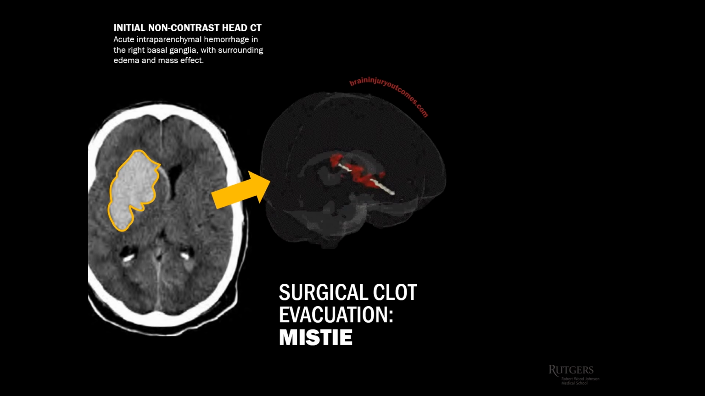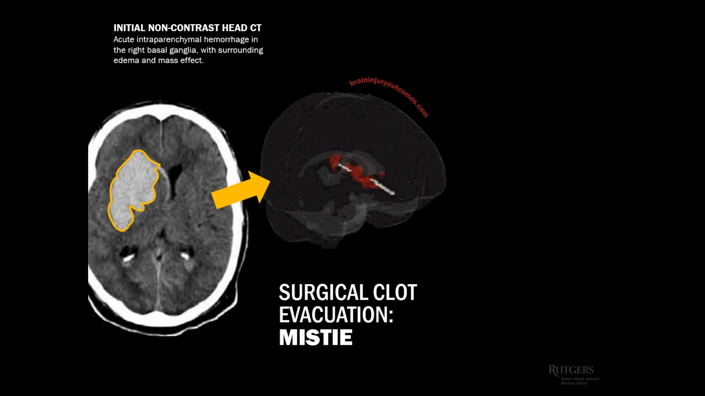The most promising surgical procedure in recent years is the minimally invasive surgery with TPA for intracerebral hemorrhage, otherwise known as MISTIE. A catheter is placed through a borehole directly inside the hematoma, and low doses of TPA, we're talking about 1 milligram or so, are used to dissolve and passively drain the hemorrhage out of the brain over a course of a couple of days.